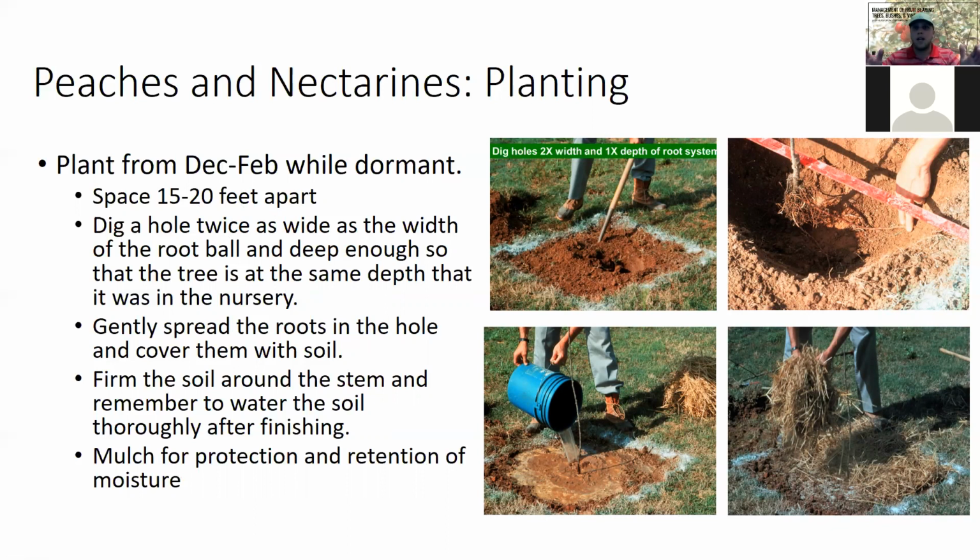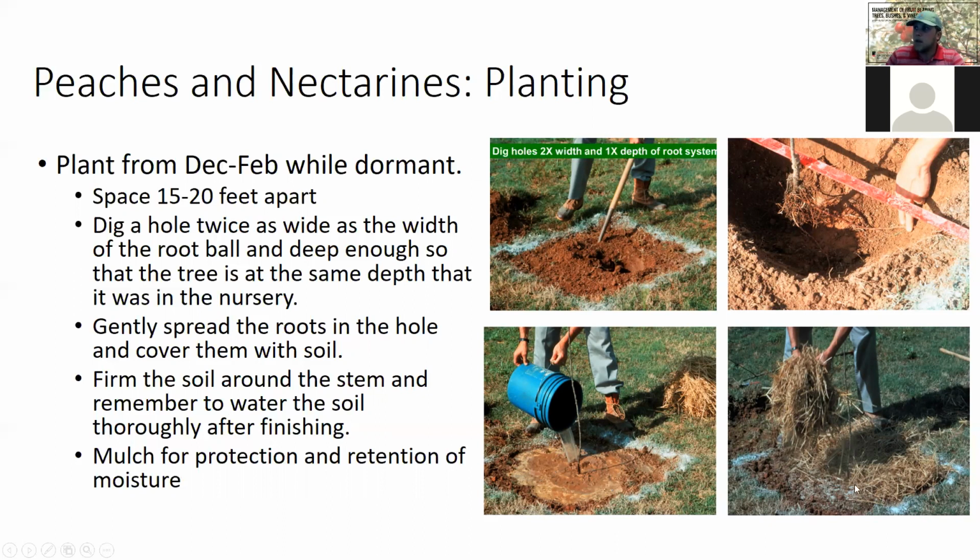Digging it twice as wide as the root ball is important to allow those roots to spread over time. If you just dig a hole as big as the pot, it's going to have a hard time breaking that harder soil that hadn't been dug, and you might not get as good of a root establishment. Spread the roots out in the hole as much as possible, and then firm that soil around the stem. And then, we're always, water soon after planting. That way you can go ahead and get a head start.